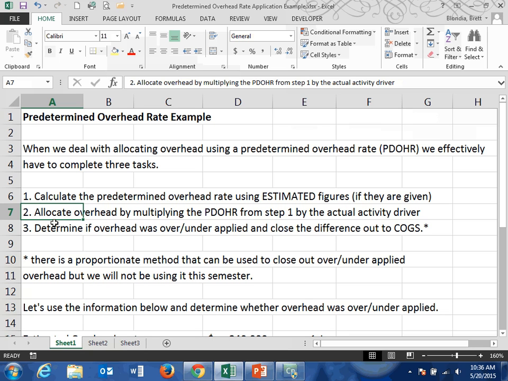Now, you won't do this third step if you're just applying costs to an individual job. That will typically be if the focus is on an entire year or an entire period of time, right? But those 3 steps, that's basically all you'll need to do with predetermined overhead rate. It's that simple.